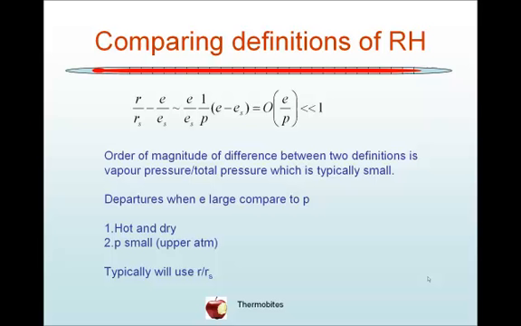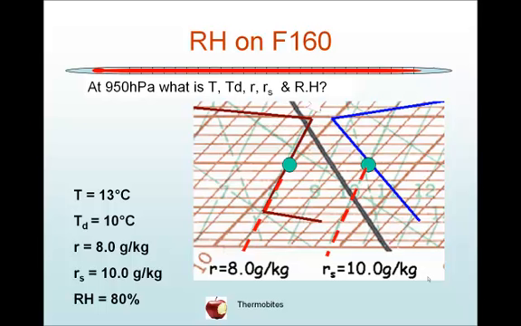In other words, it doesn't really matter which definition of relative humidity we use, and because it's convenient we'll use the ratio of the mixing ratios. The departures occur when E is large compared to P, and that's when the air is hot and dry, or when the pressure is small, that is in the upper atmosphere. But notwithstanding those caveats, we'll typically use R and RS to calculate the relative humidity.